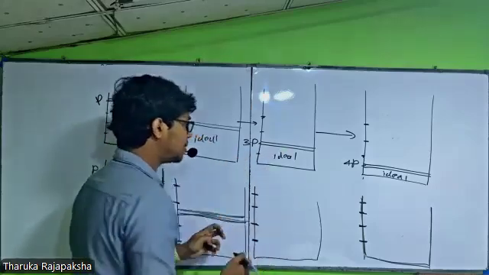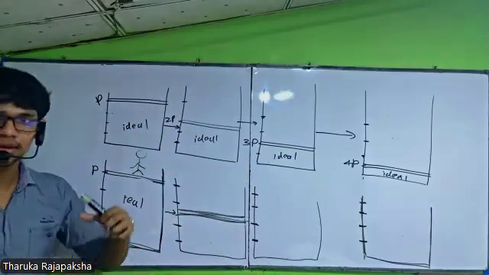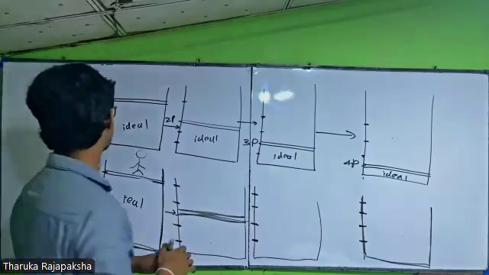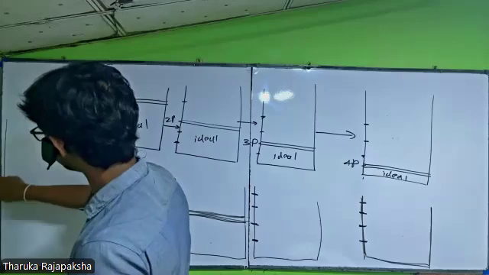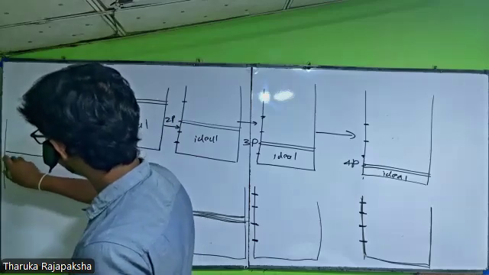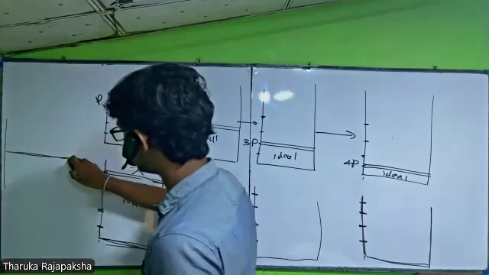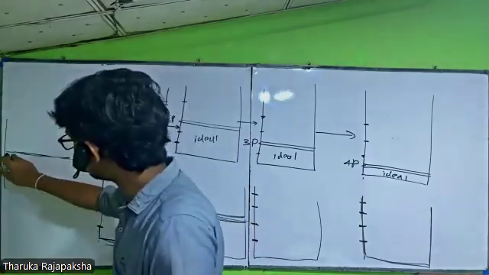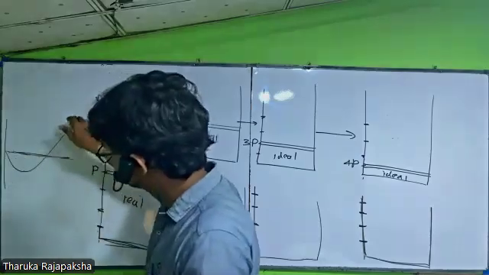Now you are increasing the pressure up to 3P. Now the pressure is a little bit higher. If I draw the compressibility factor variation like this, this is the ideal gas. The real gas will go like this and like this.